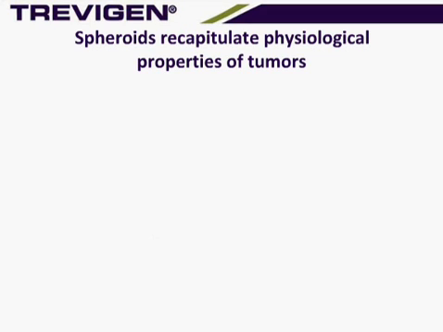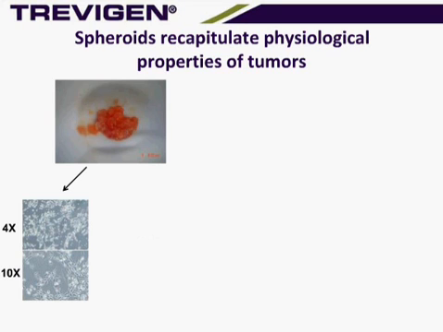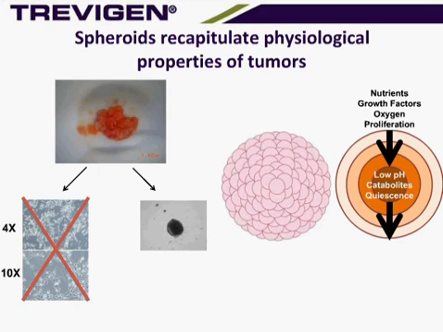Okay, and so this is an Engelbreth-Holm-Swarm tumor. It's a tumor that we process here on a regular basis. Just wanted to illustrate how we look at 2D, and obviously the single cells, the sheets of cells, they're not representative of what we see in a tumor. Whereas when we look to the spheroid model, we see large cell aggregates. We can recreate these physiological gradients that are associated with tumors.